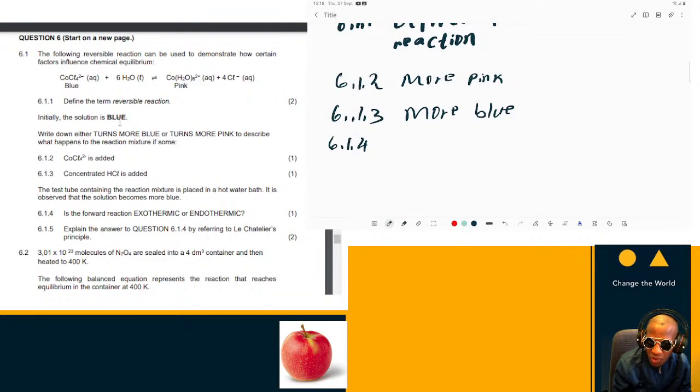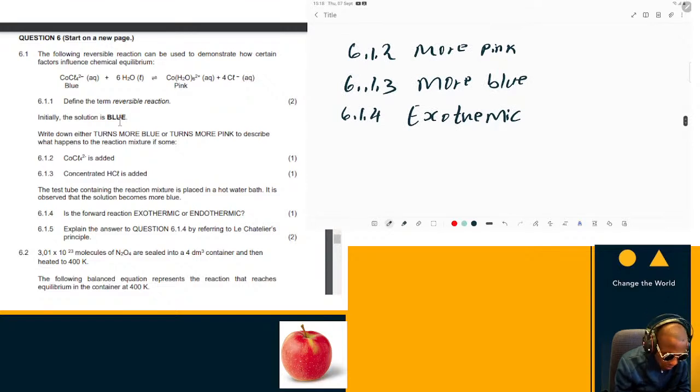I hope you guys are following. So it is 1 mark. There is no reason they want. It's exothermic, guys. Exothermic reaction. So now here they ask us why.